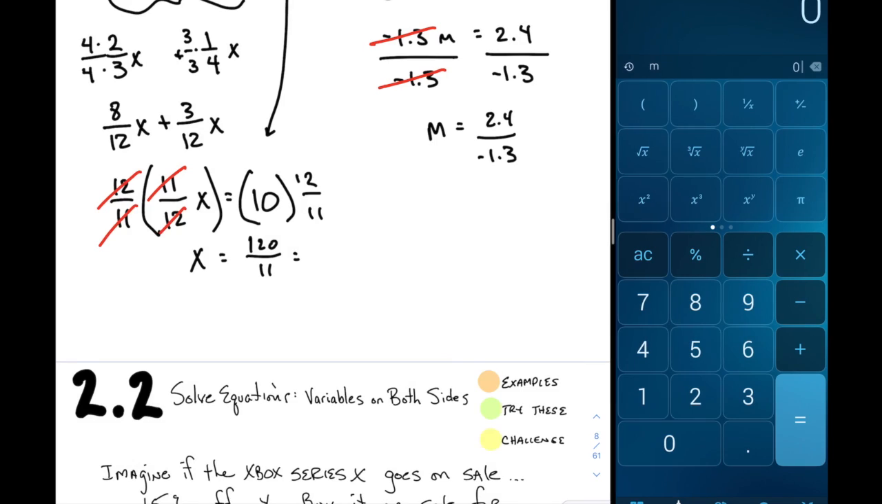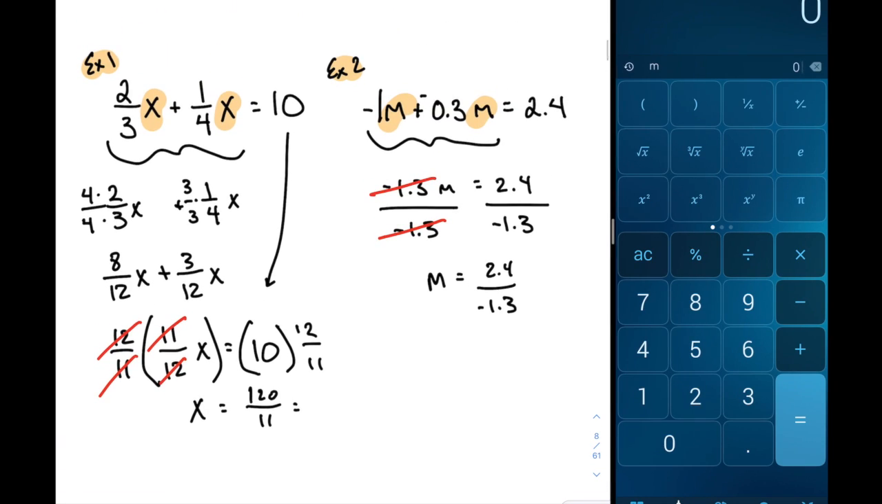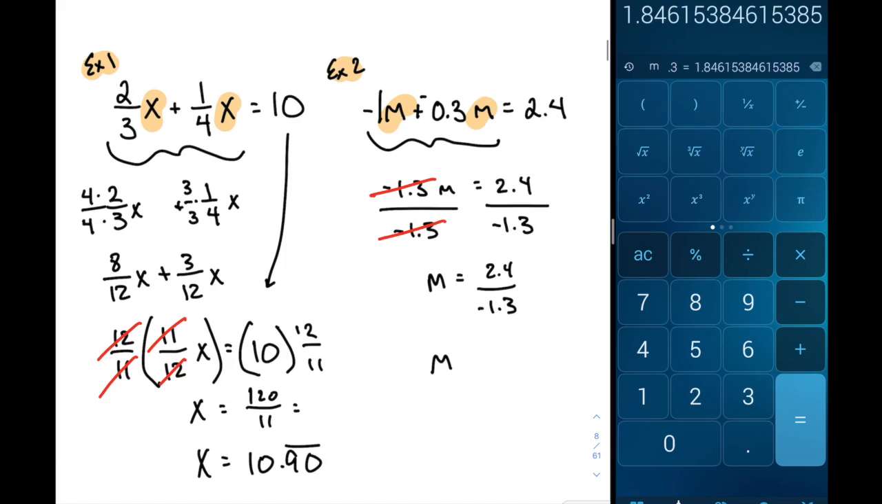Let's go ahead and check this out. On the left hand, 120 divided by 11 is going to be 10.909, so x is equal to 10.90, repeating, because there's a repeating pattern. And now I'll do the one on the right, 2.4 divided by, I don't need to type in the negative because I know it's negative, so m is, and I'm going to round this one because of the decimals, approximately -1.85, and that'll do the job. So that is how you combine like terms and how you solve an equation involving like terms.